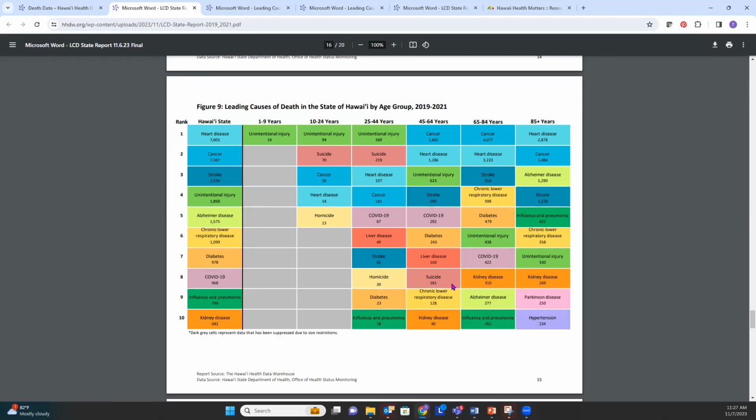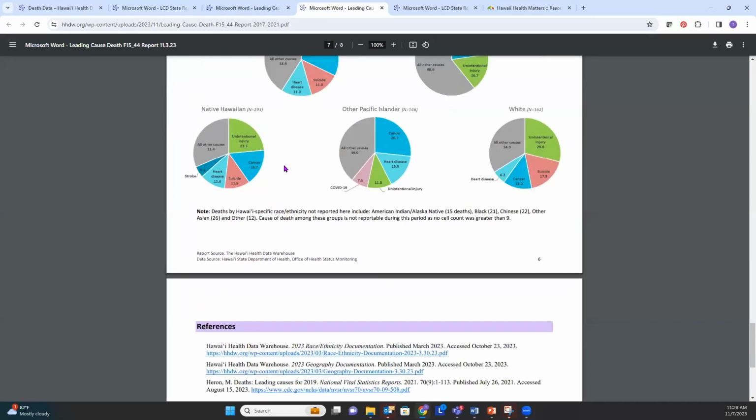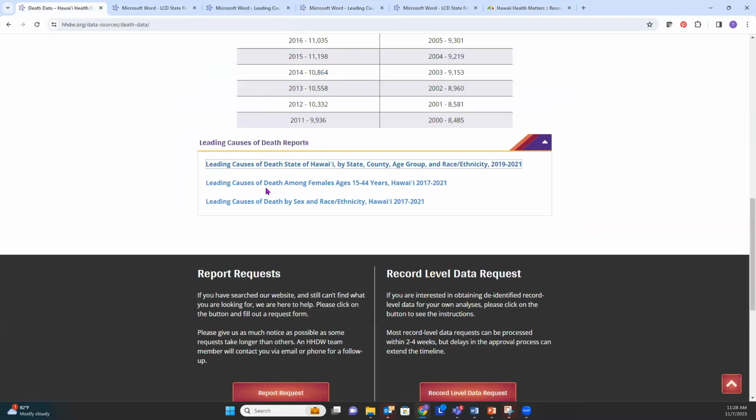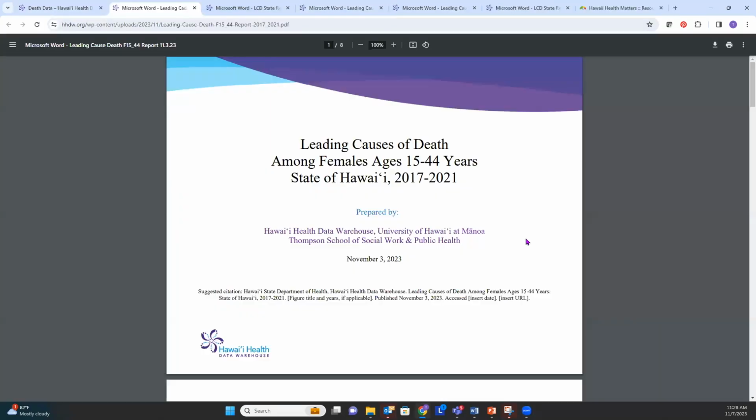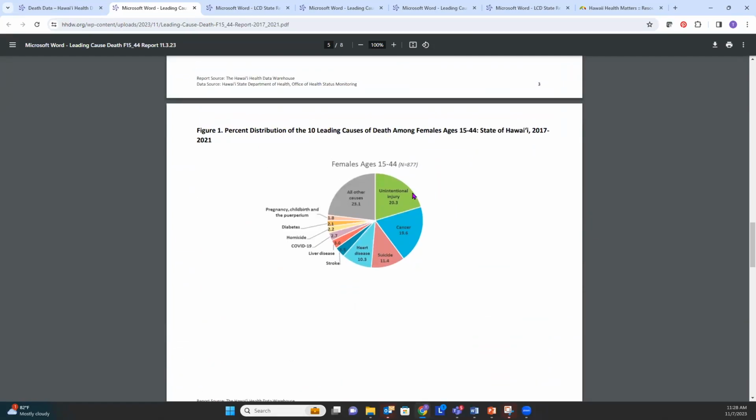The next question is, what were the top 5 leading causes of death among females ages 15 to 44 years? I have a typo, so sorry about that. And that's going to be here in this report. So again, I could just come back here and click for females aged 15 to 44. I'm looking in this group for the top leading causes of death, and it's going to be unintentional injury at 20.3%, cancer 19.6, suicide 11.4, heart disease 10.3, followed by stroke at 3.5%.